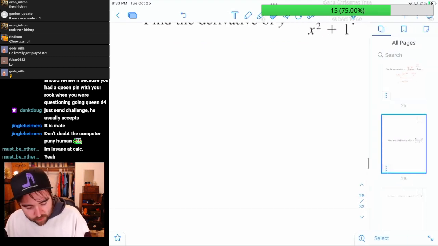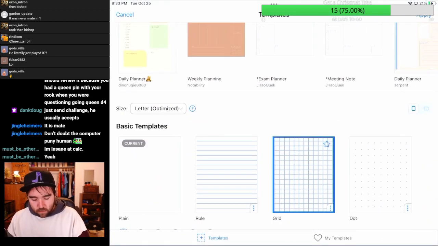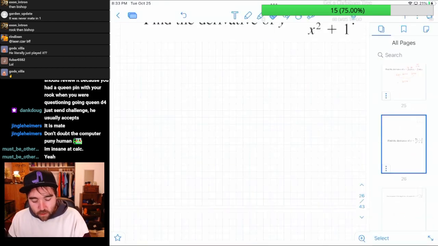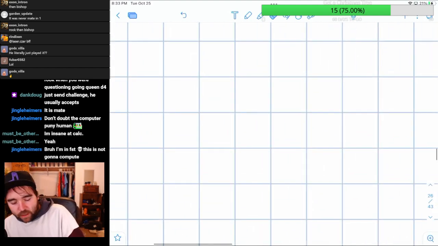And you know what? I don't want to do it on blank paper. Let's pull up some graph paper. So, template, grid, apply. Okay. So here's what we're going to have.